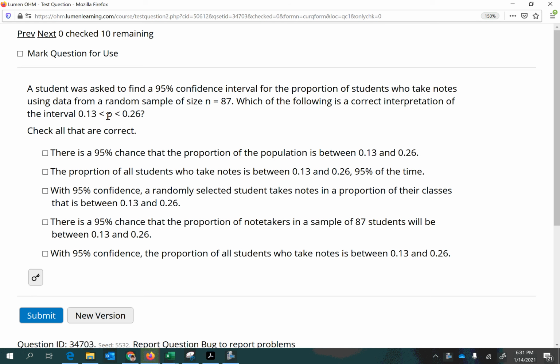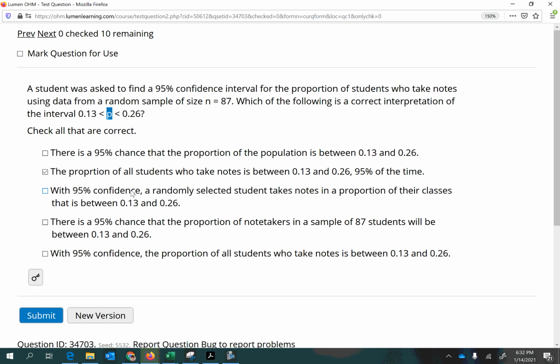So notice the P in the middle. This represents the population proportion. And notice that the symbol for this is different than the symbol for the sample proportion. The sample proportion will usually have a little caret hat on top of it or some other kind of mark that differentiates it from the population proportion.